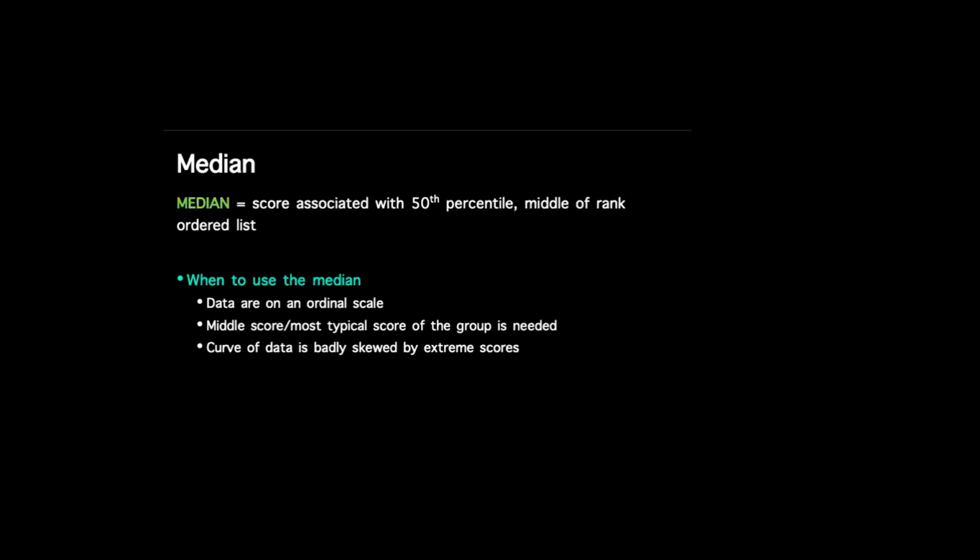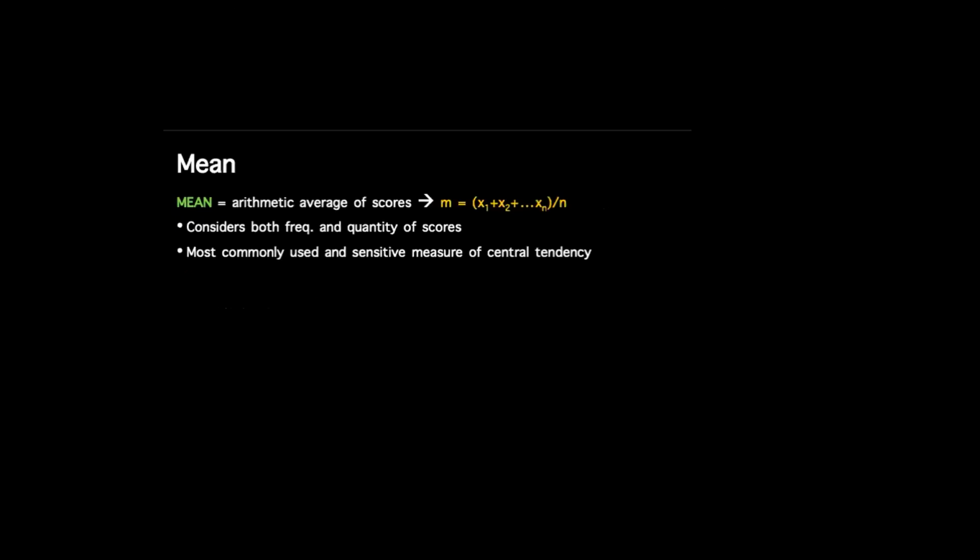Looking good. Okay. So the last measure of central tendency is our mean. This is probably the most widely used measure that we'll use in this class. And it considers both the frequency, or the mode kind of concept of the data, as well as the quantity of scores. So how many are actually in the distribution, similar to how the median works, right? So it's kind of a nice in-between of the mode and median.